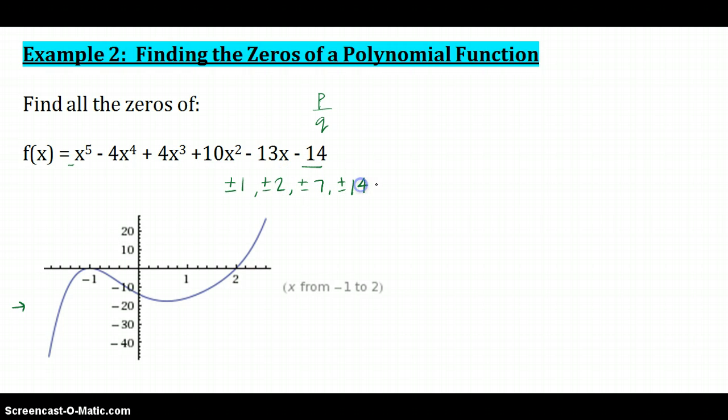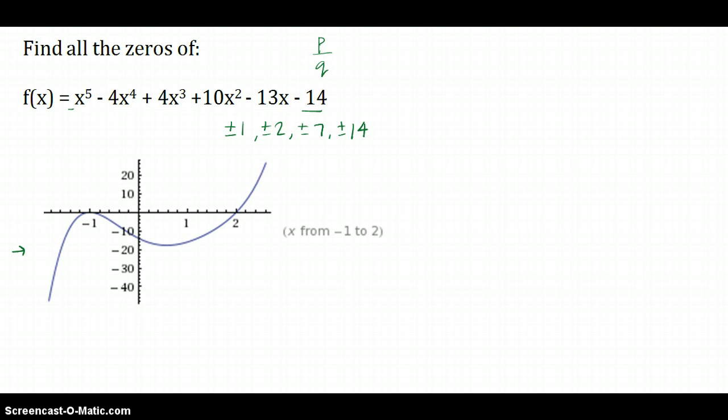Now, just like in the last section, we're going to use the graph to help us figure out what we should start dividing by. By looking at this graph, we can see that we probably have a 0 at -1 and 2, so we can start there and start dividing by those numbers. I'm just going to start off dividing by 2. So we'll use synthetic division, and we'll start by dividing by 2.